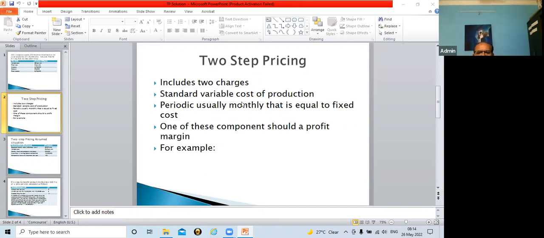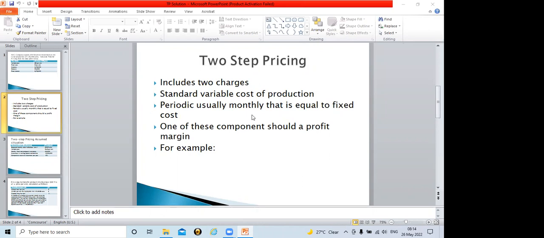So what comes under this standard variable cost? What it covers? If you know, answer me. If you don't know, that also you answer me that you don't know. Don't know, sir. Okay.